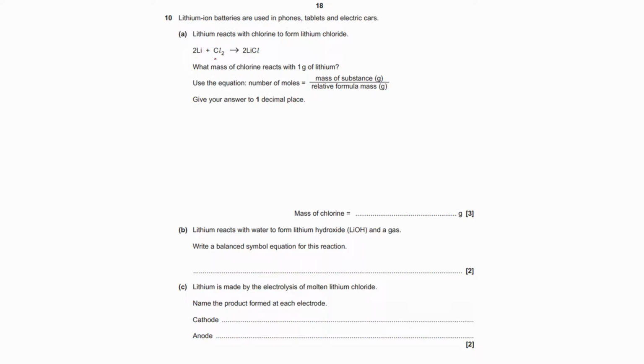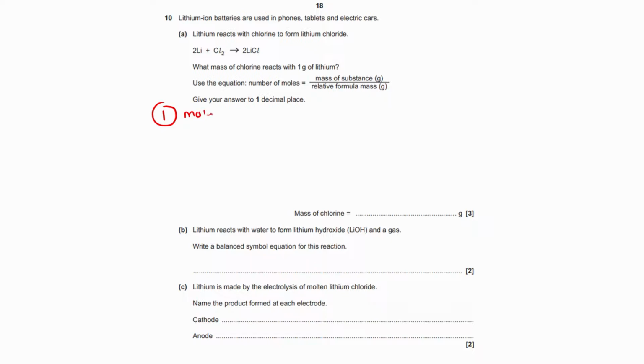The first thing you need to notice is that they're asking us to calculate the mass of chlorine, and to calculate the mass you do the relative formula mass times moles, but we don't know the moles of chlorine. What we can do is work out the number of moles of lithium and then use the balanced symbol equation to calculate the number of moles of chlorine, and then once we know the moles of chlorine we can calculate the mass of chlorine as well. So step 1, we need to calculate the moles of lithium.